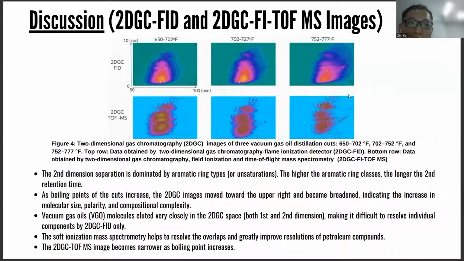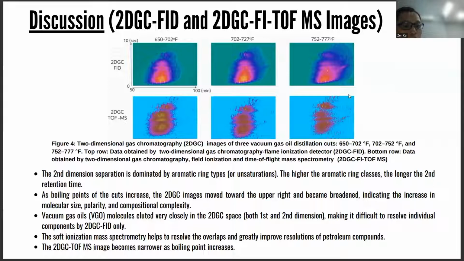I will now discuss the 2D GC FID and 2D GC FI TOF MS images. The second dimension separation is dominated by the aromatic ring types. The higher the aromatic ring classes, the longer the second dimension retention time. As the boiling point of the class increases, the 2D GC image moves toward the upper right and becomes broader, indicating the increase in molecular size, variety, and composition complexity.